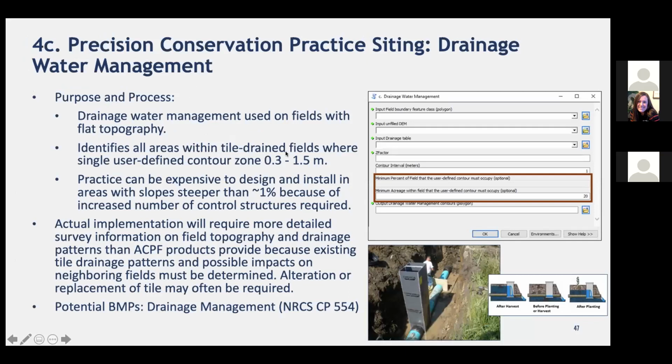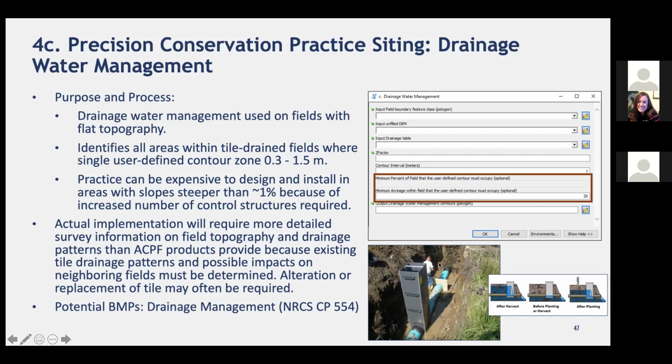All right, so the next step is actually citing a conservation practice. This is drainage water management. Drainage water management is useful on fields with relatively flat topography. If this isn't a practice that's familiar in your landscape, there are some images on the lower part of this slide that show the general principle of drainage water management.